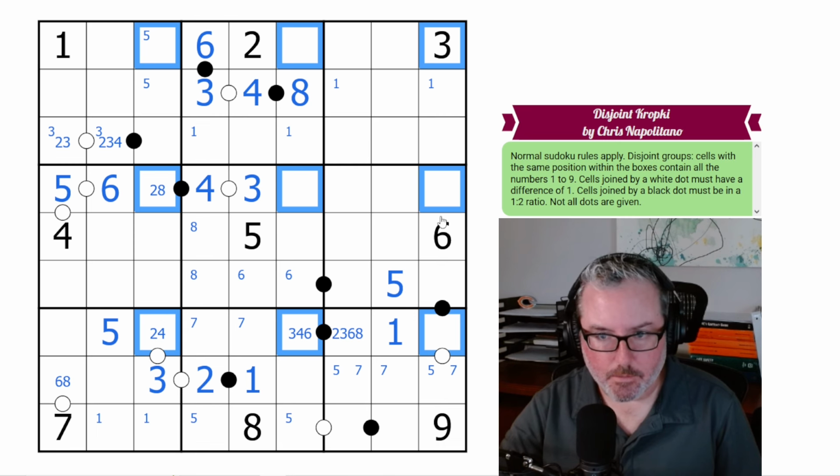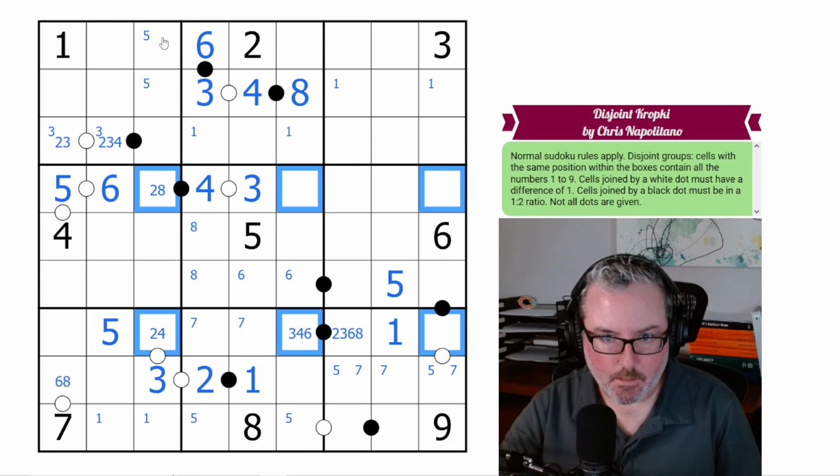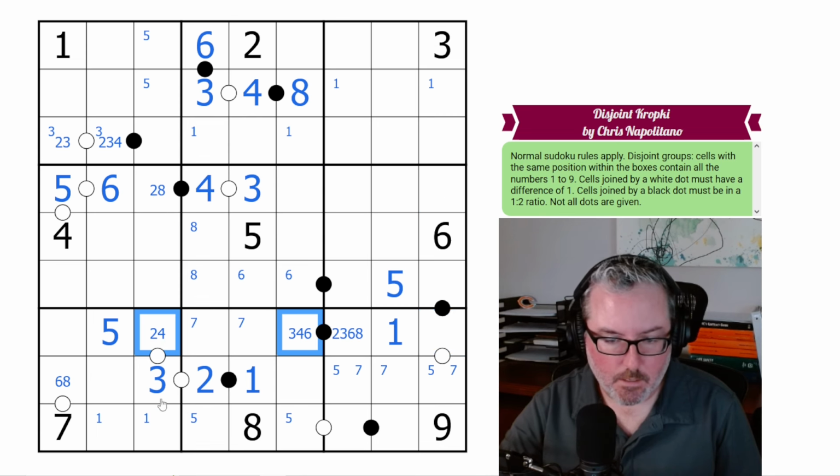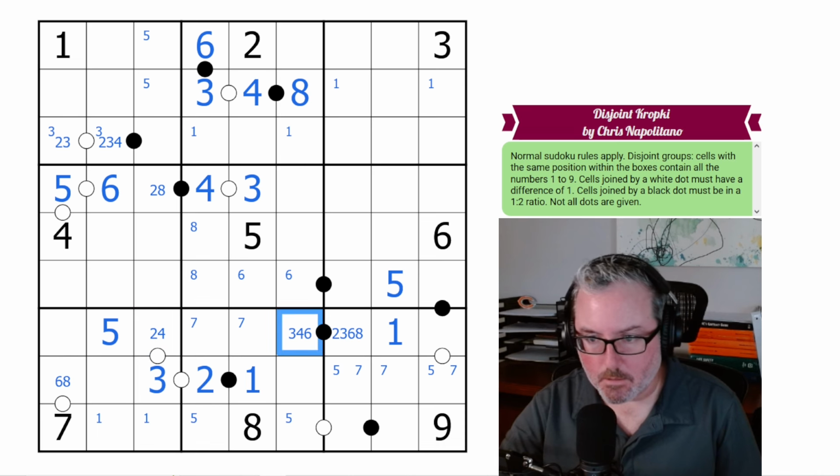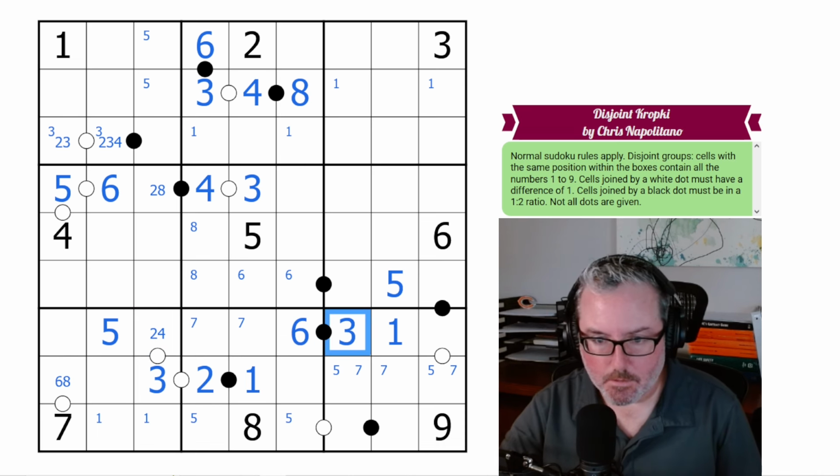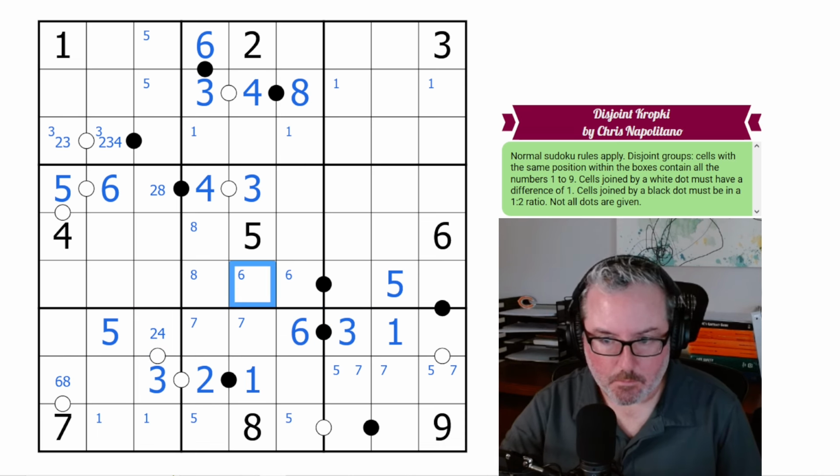Sixes. Where can a six go in any of these? It can't go here, can't go here, can't go here. Can't go here, can't go here, can't go here, can't go here, and can't go here. So it must go here. Okay, there's something we needed. Therefore, this must be a three. And we can put a six here. Oop, nope, that's not what I meant to do.